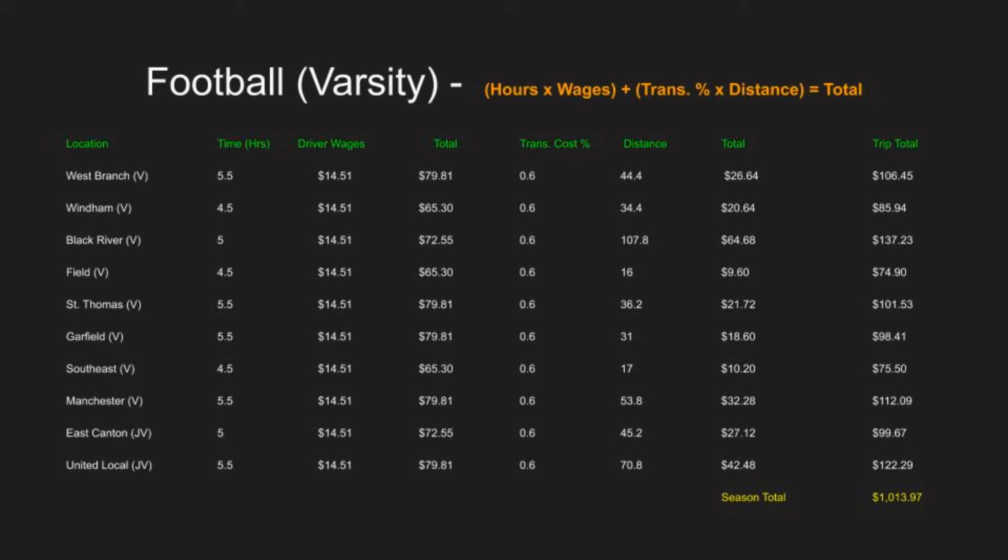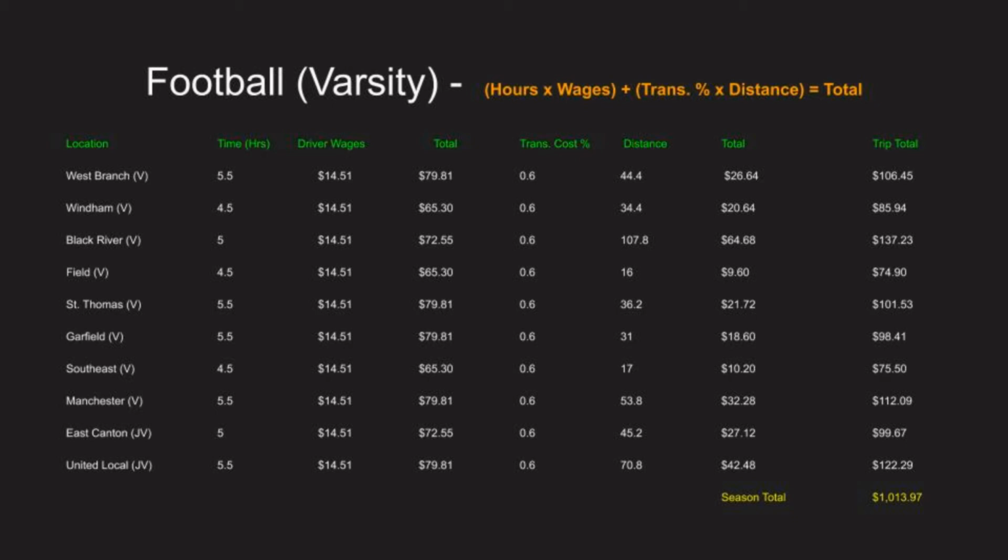Again, for driver wages, we simply use $14.51. That is the starting base rate for a driver. Again, that could be flexed upward depending on the years of experience of the driver. We then get a total.